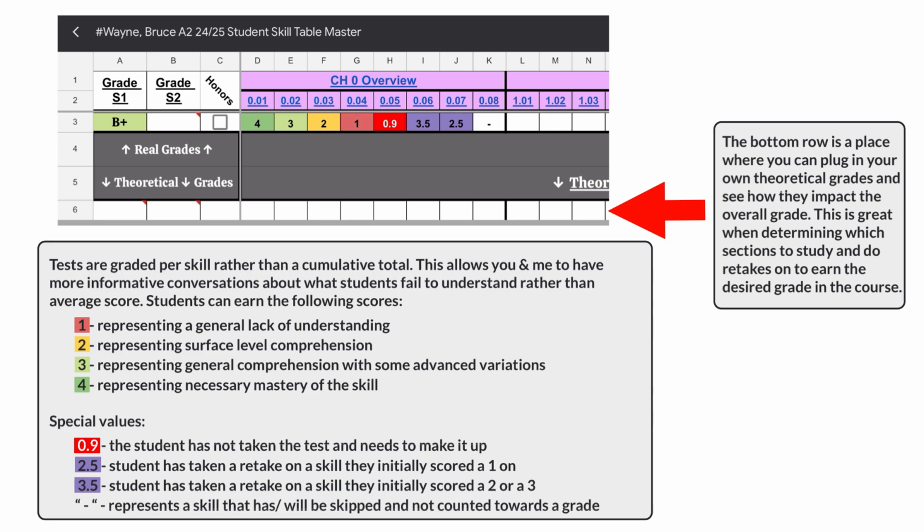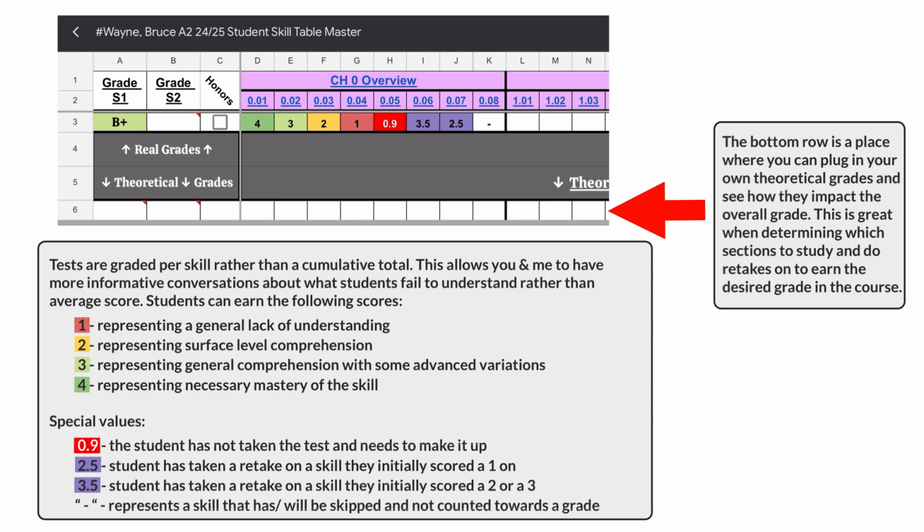A dash could mean a lot of things, but the general idea is it's going to represent a skill that has or will be skipped and not counted towards a grade. There are some times in the year where we run a little short on time, or for whatever reason, there's a specific skill that we need to skip and should not count positively or negatively towards a grade. But I also don't want to leave it blank, showcasing that I might have skipped it or forgotten about it. I needed a symbol to showcase that I know it's not going to be counted towards a grade, and that's what a dash is for.